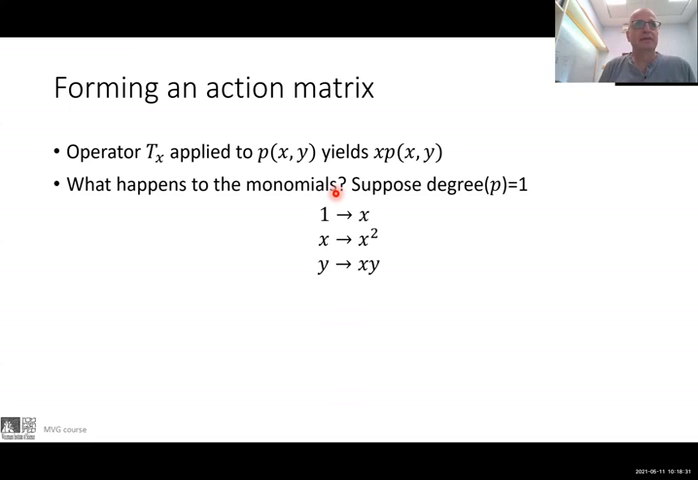So, for example, if my polynomial was linear, so the degree is 1, the monomials in the polynomial are 1, x, and y. I apply the operator Tx, I multiply by x. Now the new monomials will be x, x squared, and xy. I simply multiply them by x.